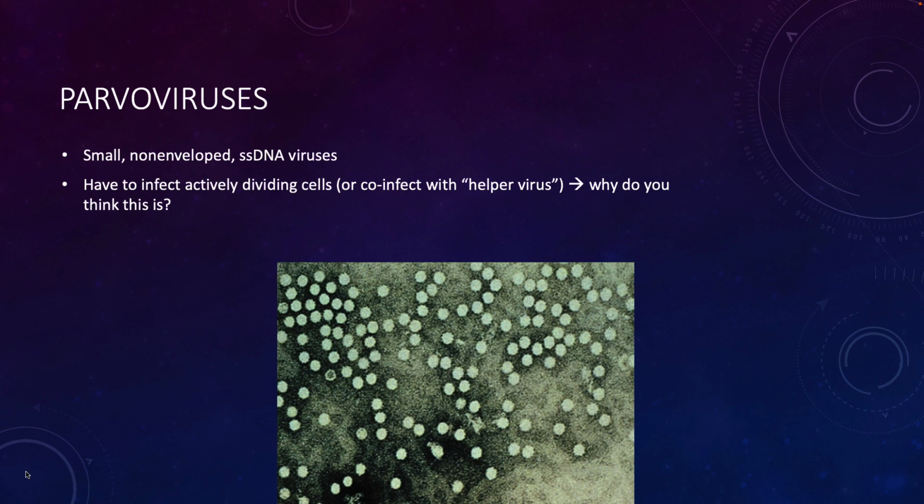Parvoviruses must infect actively dividing cells, or they have to co-infect with a helper virus. So based on what we've learned about viral biology to this point, why do you think that is? What do the parvoviruses need that they lack, which makes them have to infect either an actively dividing cell or co-infect with another virus?